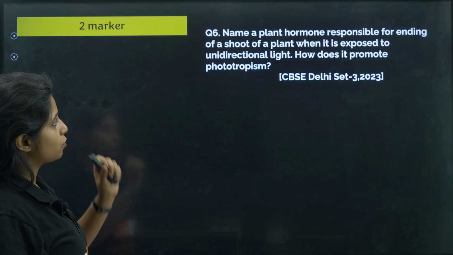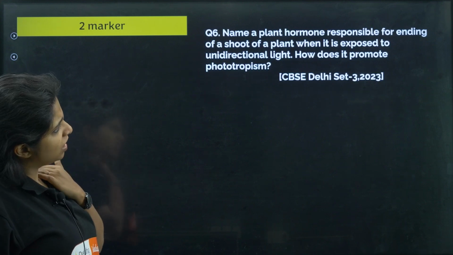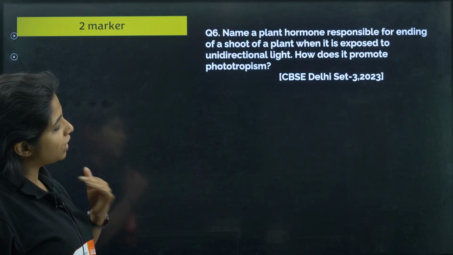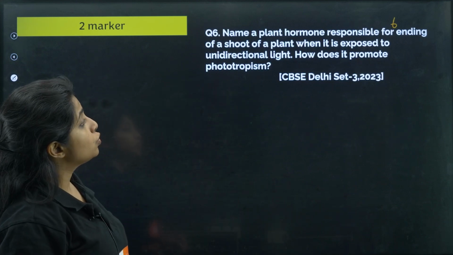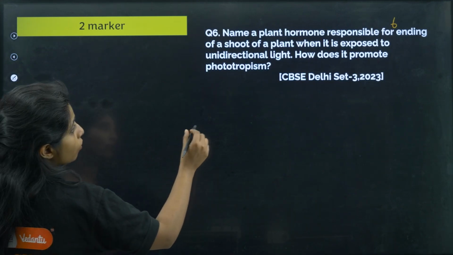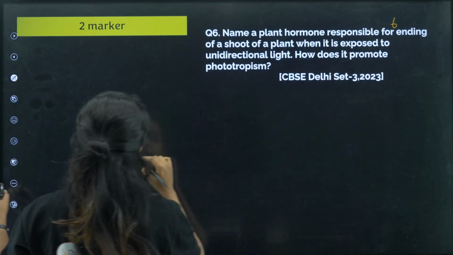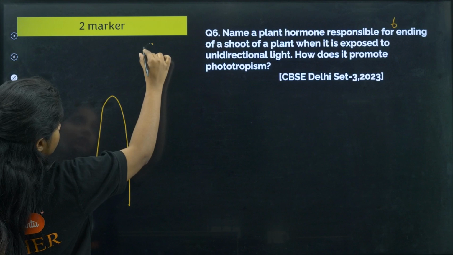Works? Sure. Next question. Name a plant hormone responsible for bending of a shoot, not ending of a shoot, bending of a shoot, when it is exposed to unidirectional light. How does it promote phototropism? Basically, what is the hormone that will be responsible for bending of a shoot? So the shoot is like this initially, and there is light over here.